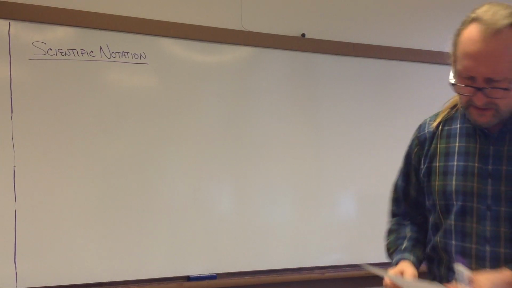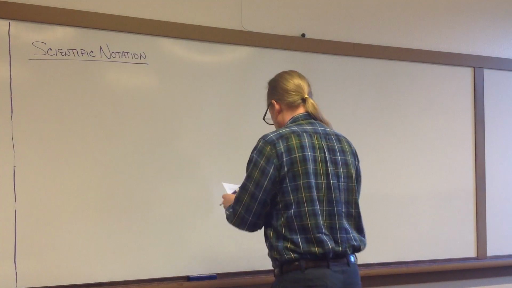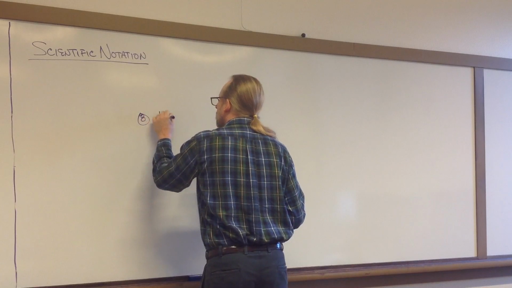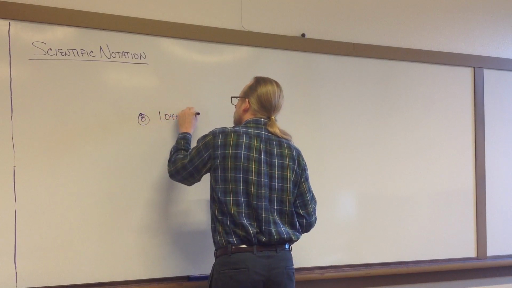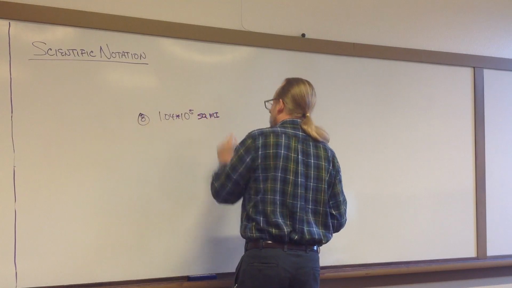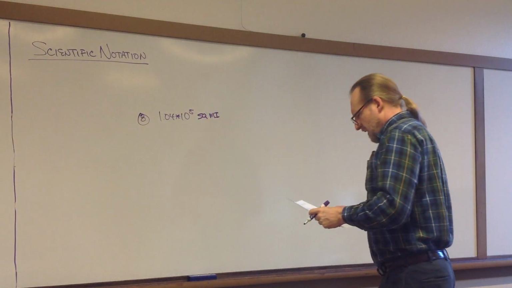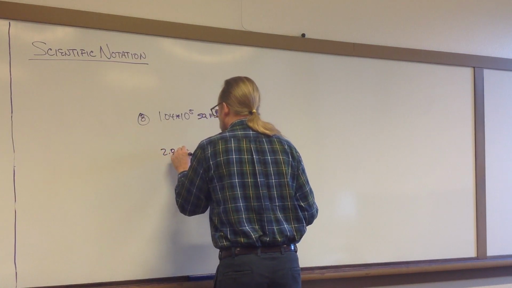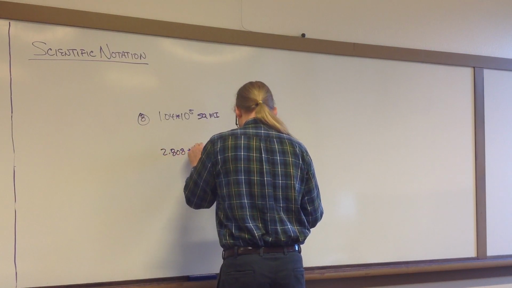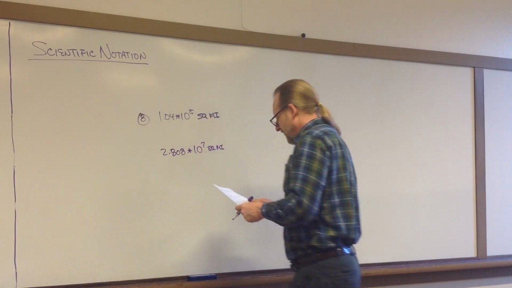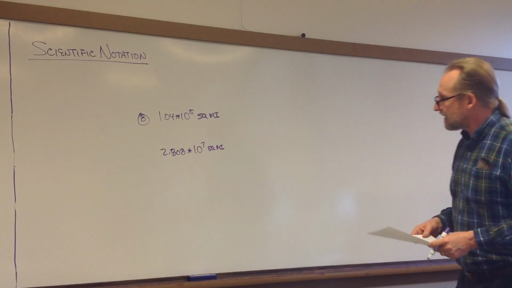Problem 8. State of Colorado, 1.04 times 10 to the 5th square miles. Okay. Indian Ocean is 2.808 times 10 to the 7th square miles. How many times bigger than Colorado is the Indian Ocean?